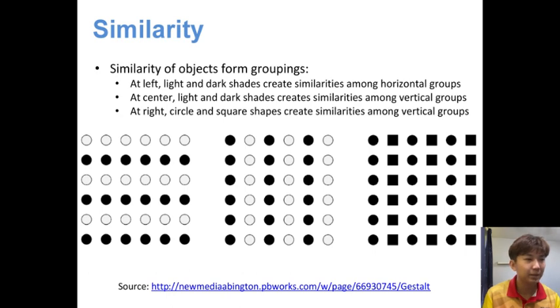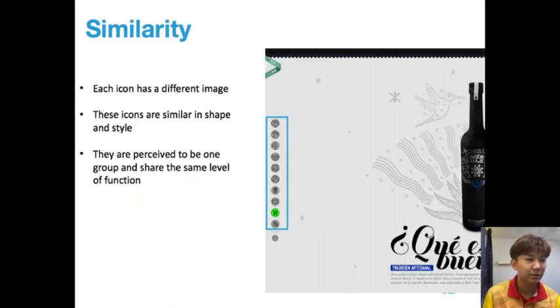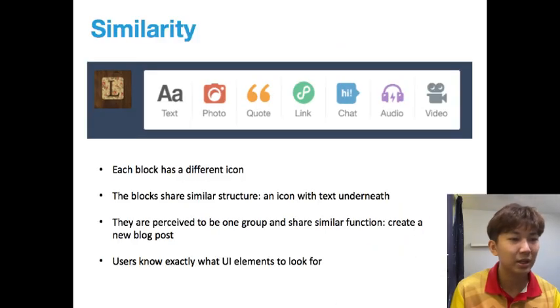And for the second example, you can see from this picture, each icon has a different image, but these icons are similar in shape and style, so they are perceived to be one group and share the same level of function. Moving on to these examples, you can see that each block has a different icon, but the blocks share a similar structure, which is the icon with the text underneath. So they are perceived to be one group and share a similar function, which is to create a new blog post. So the user can know exactly what UI elements to look for.